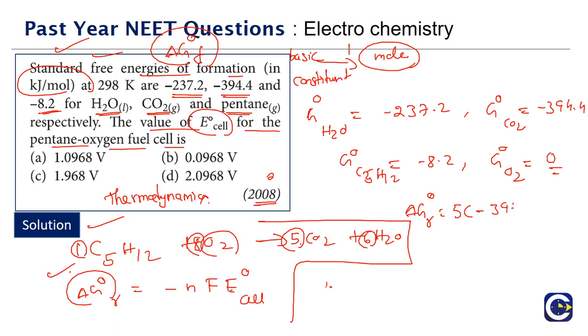Minus 394.4. Okay. Then plus 6 times of H2O. What is H2O? Minus 237.2. This is the products. Okay.